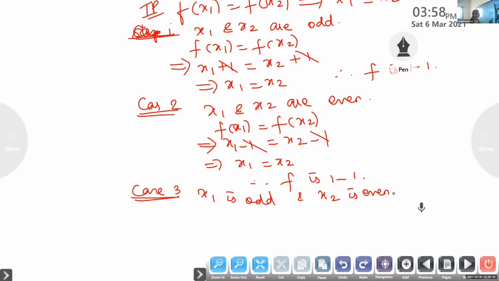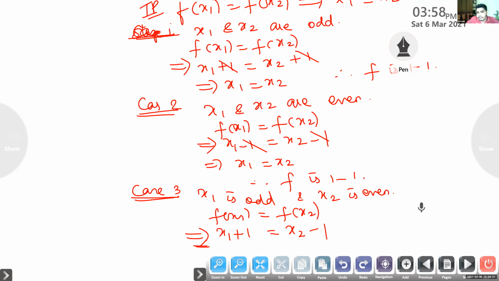Suppose x2 is odd and x2 is even. So f of x1 is equal to f of x2. For an odd function, how is it defined? x1 plus 1 is equal to x2 minus 1. Is it correct? So that implies x1 minus x2 is equal to minus 2. Is it correct?